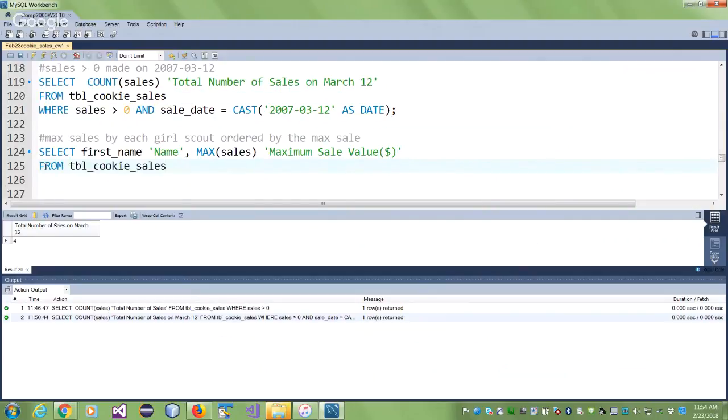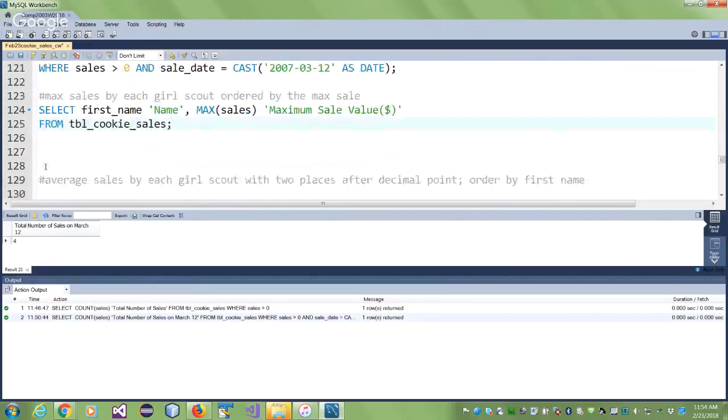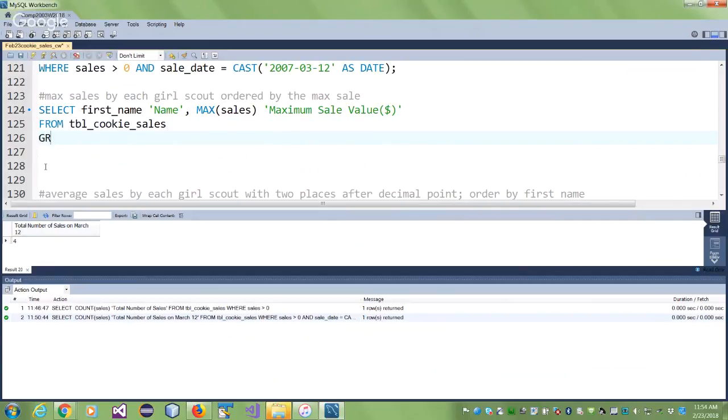But what is important now is, try this without grouping, and you will see only 1 record will come up. Why? Because max returns a single value, and it will just pick up the name of the first record. We've already tried this. But what we want to do is group them up.